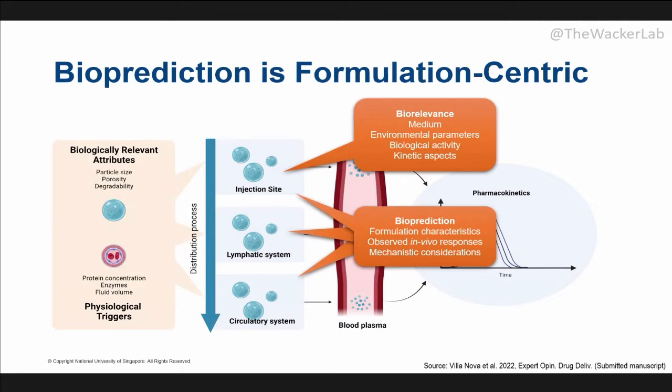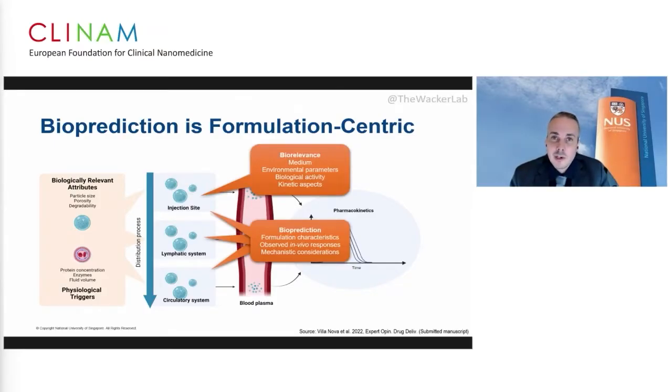And in drug development, we of course have to run in vivo studies. And then you make mechanistic considerations. How could this particular effect be on the pharmacokinetics? What could have caused this effect in the pharmacokinetics? That leads us to the so-called biologically relevant attributes and the physiological triggers, for example, protein concentration that we heard about, and maybe also the mechanical properties of the proteins.